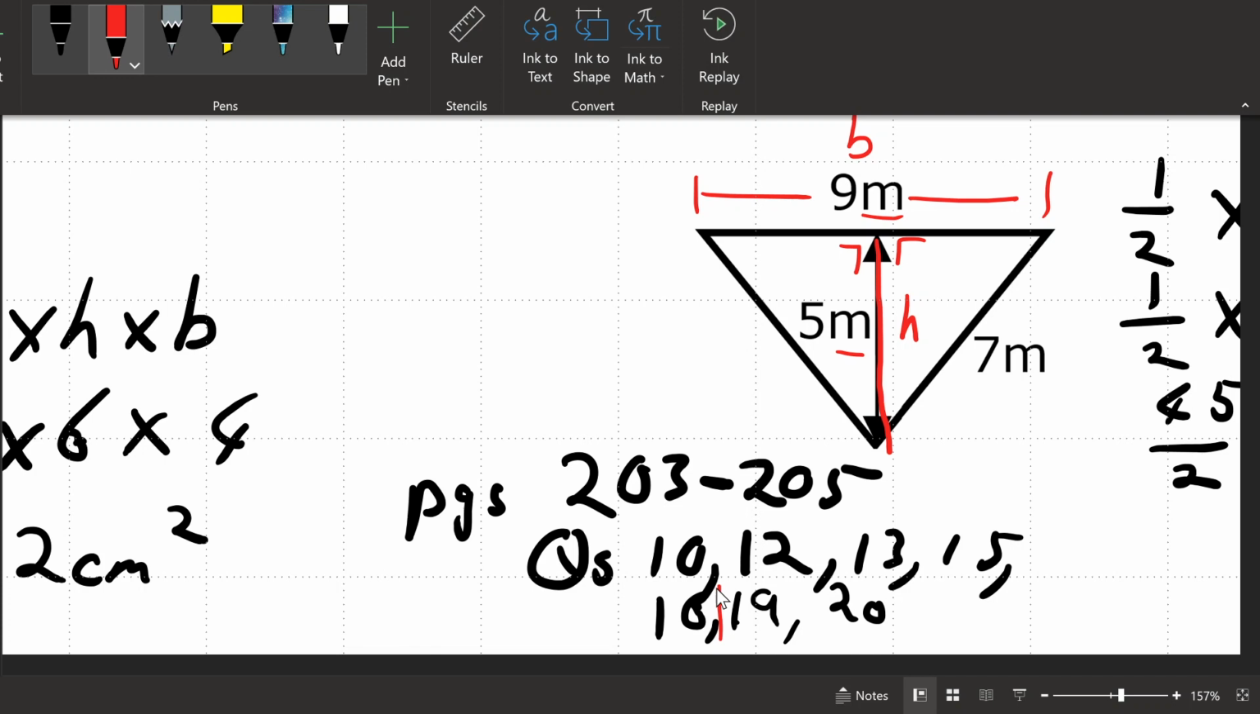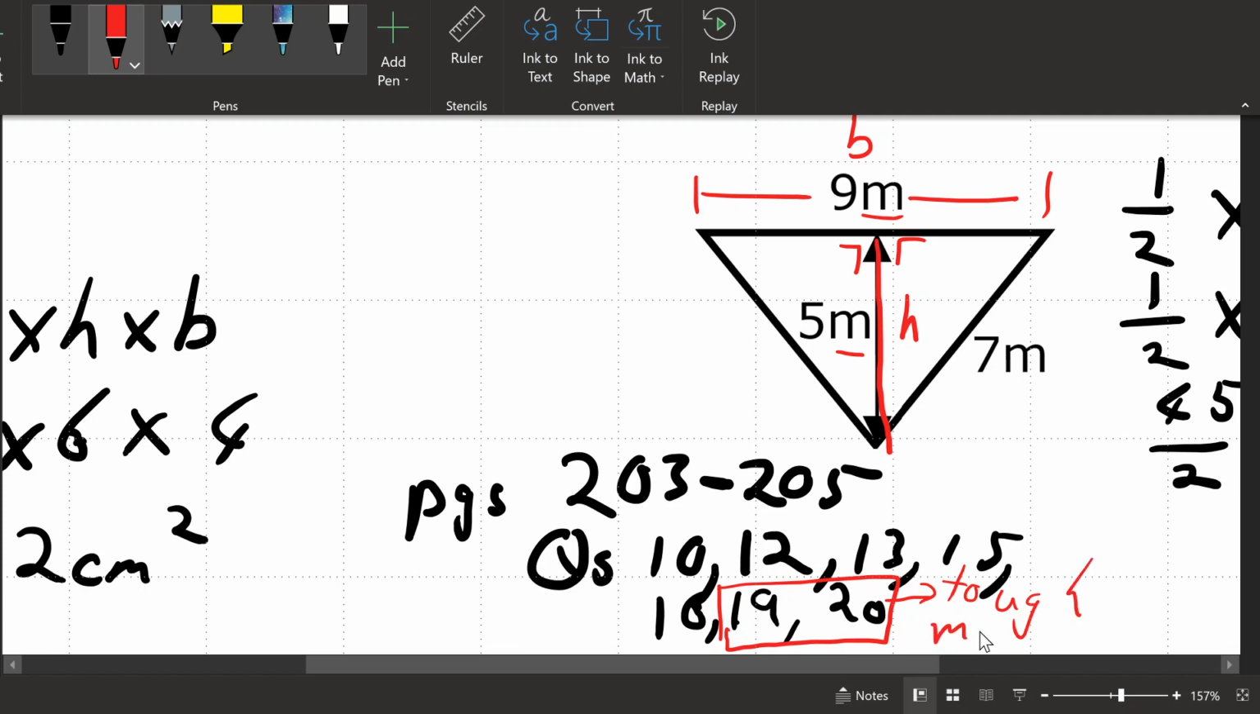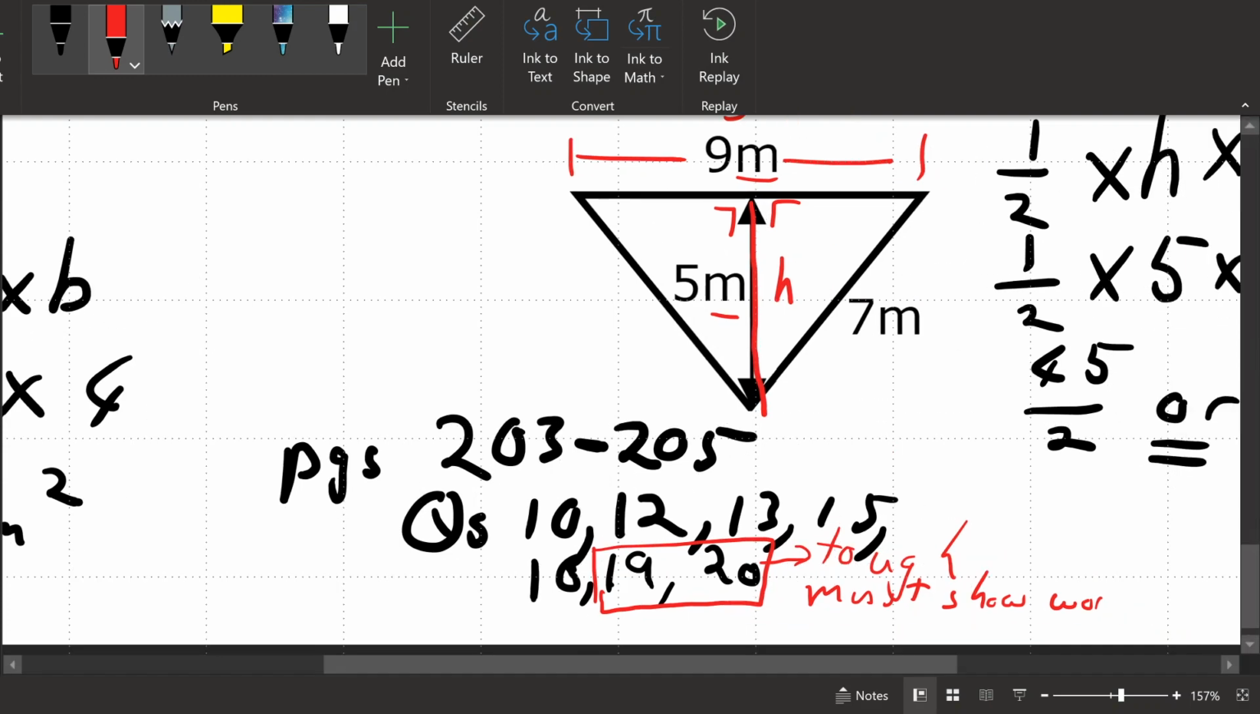Anyone who doesn't show me work on these two, I'm going to say you didn't actually do the work, because I don't know how you could do it without showing me a bit of work. So these 19 and 20, they're tough and must show work. Oop, I brought myself to the edge of the screen there.